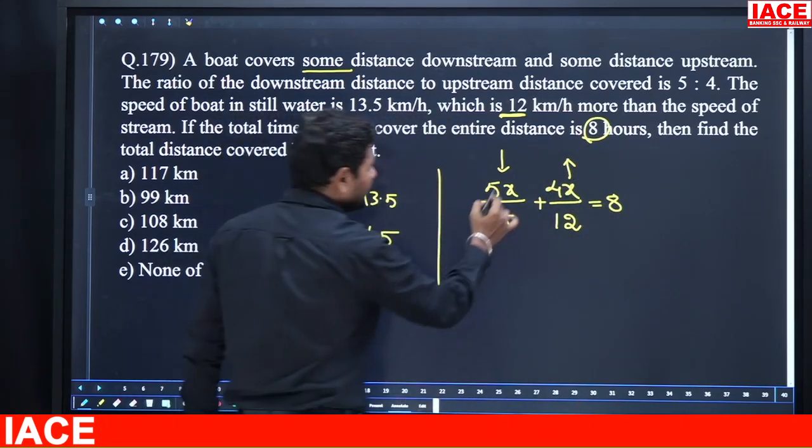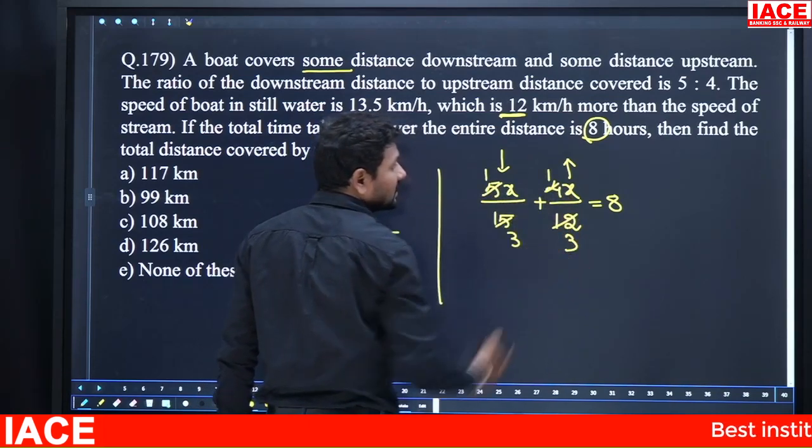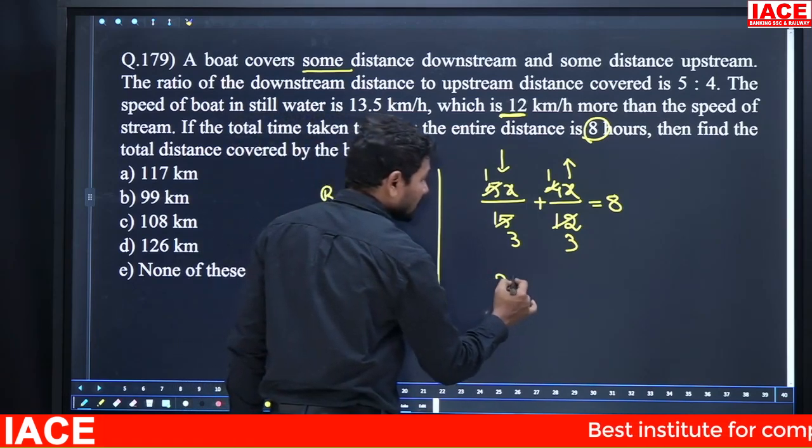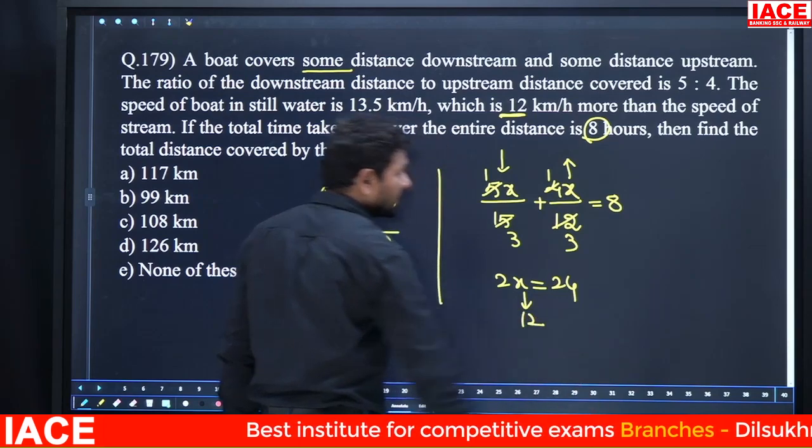8 hours. And 5 1s are 5, 5 3s are 15, 4 1s are 4, 4 3s are 12. Then x plus x is equal to 2x. 2x is equal to 8 3s is 24. Then x is equal to how much? 12. x is equal to 12.